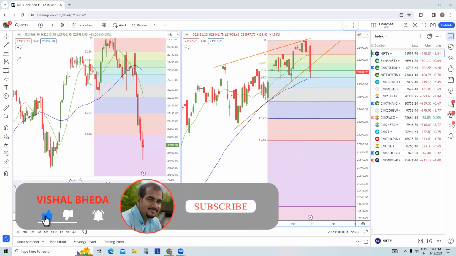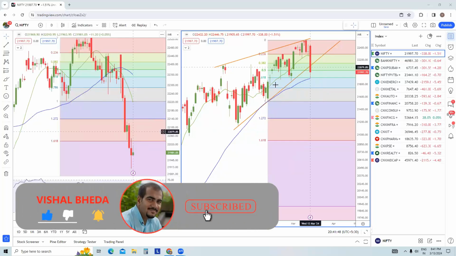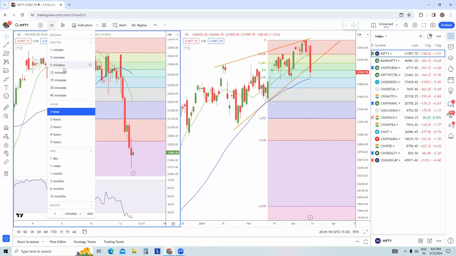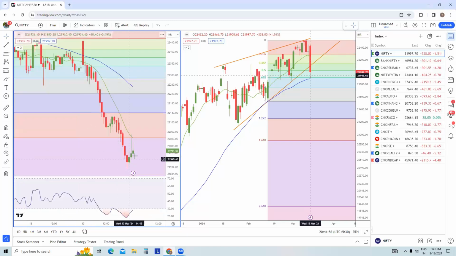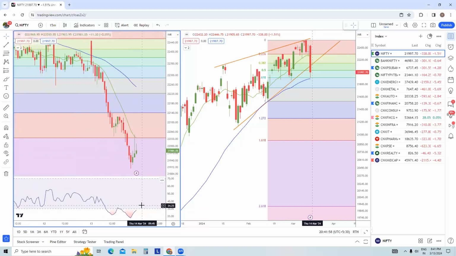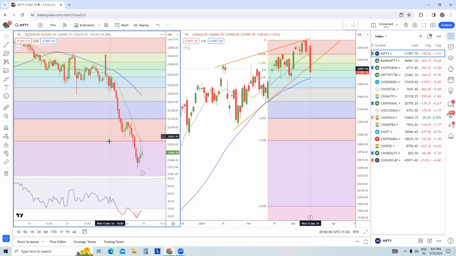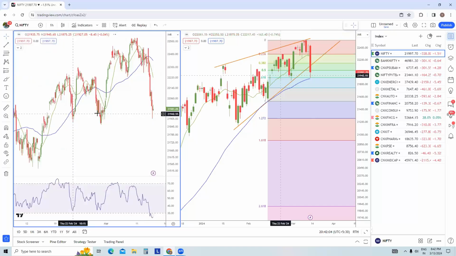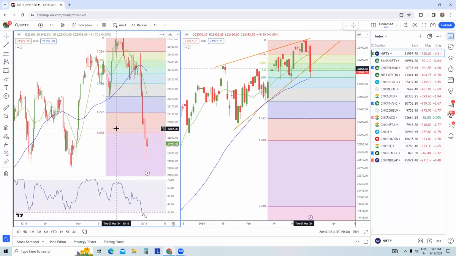Okay. Only one thing we need to understand, after today's fall, in the hourly time frame chart, you can see the RSI has gone into oversold zone. Even if you check in the 15-minute chart, you can see that the RSI is well below 30. Now, tomorrow, if we have an intraday pullback or a consolidation, I will not be extremely surprised.